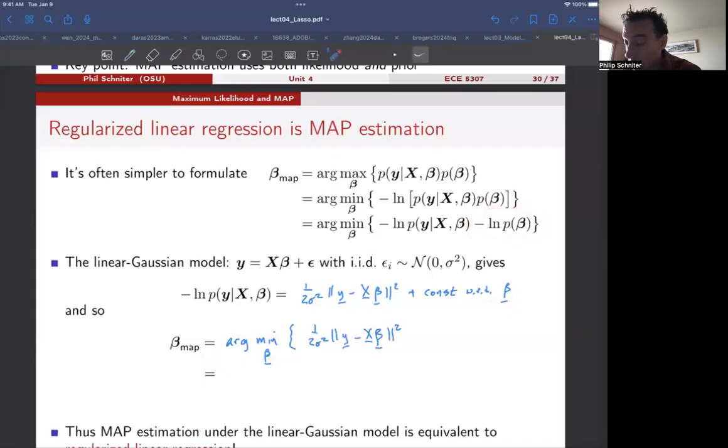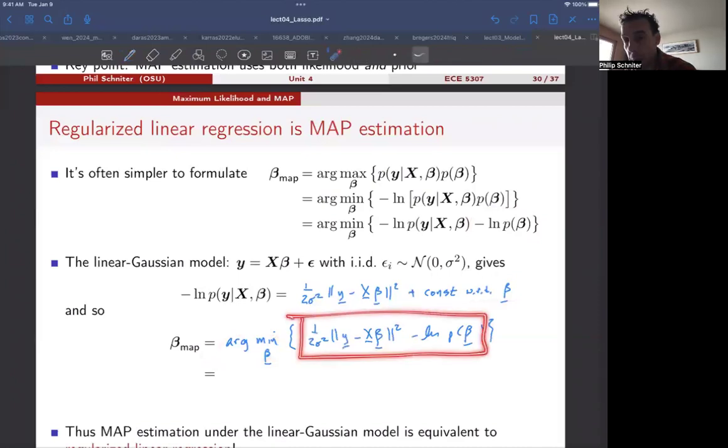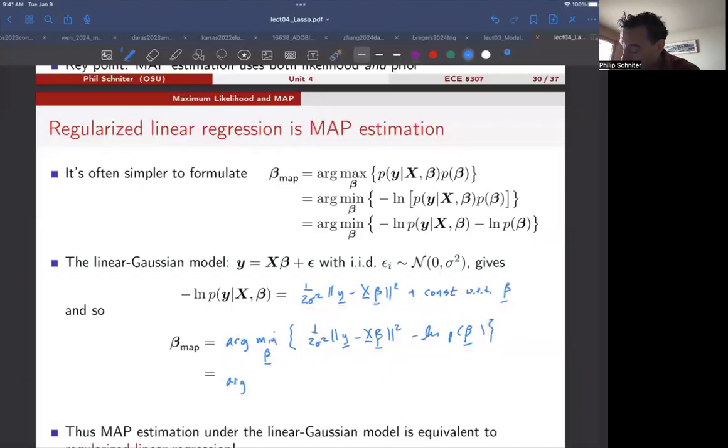And finally, we have this last term here, minus log probability of beta, or density of beta. One final thing we can do is multiply this whole thing by a constant invariant to beta, and we get the same minimization. So I'm going to multiply this by 2 sigma squared, which is going to cancel this, but put a 2 sigma squared over here. So we get arg min over beta of y minus X beta squared minus 2 sigma squared log probability of beta.